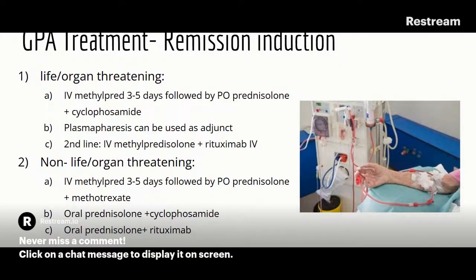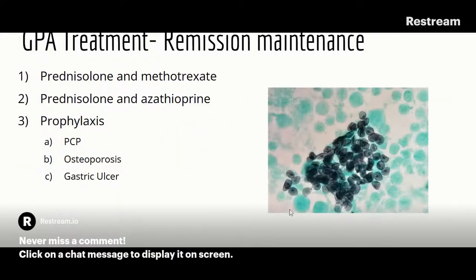For vasculitis, your treatment is going to be 2 steps in virtually all of them, which is inducing remission and maintaining remission. So maintenance is going to be a mixture of pred and methotrexate, pred and azathioprine.